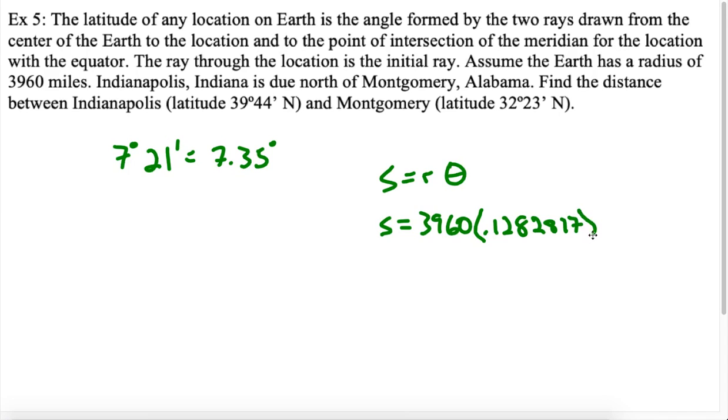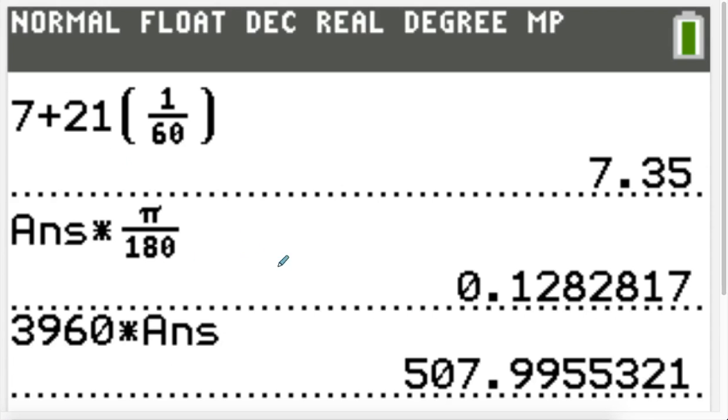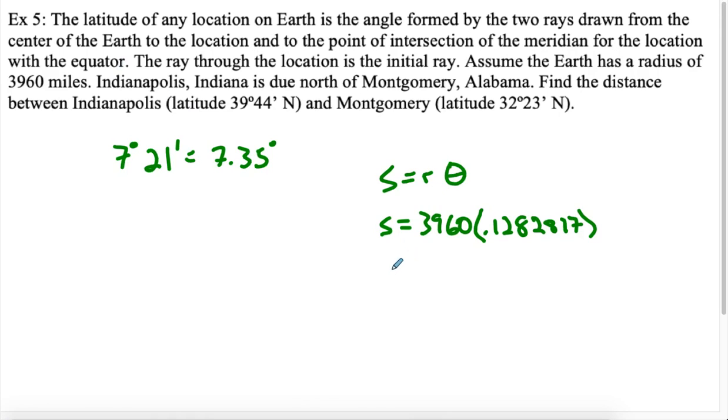And again, I've mentioned this before, but when we're in an intermediate step, we want to take any calculations out to a few extra decimal places. We don't want to round until the final step. Right? So always take out intermediate steps to a few extra decimal places. So if I calculate this, then we get 507.9955. Right? So even rounding that to 2 decimal places would just be 508.00 miles. So my answer here, the distance between these two cities, is 508 miles.